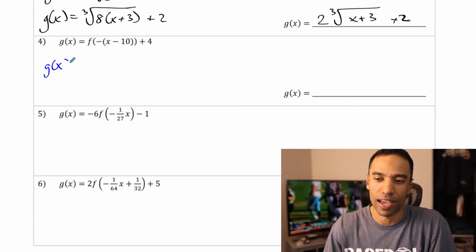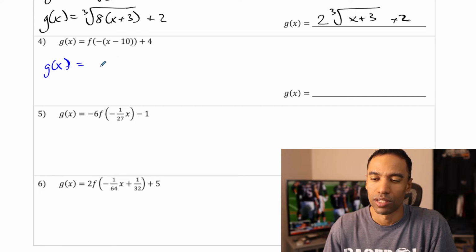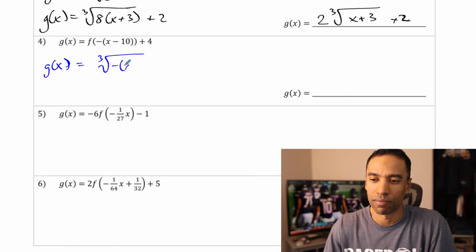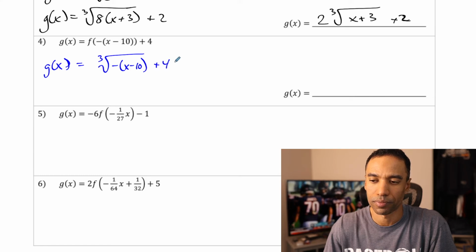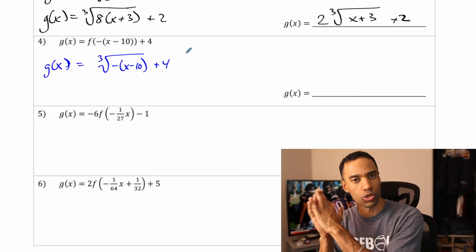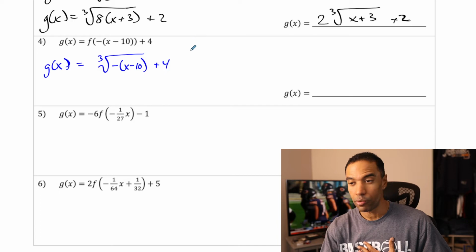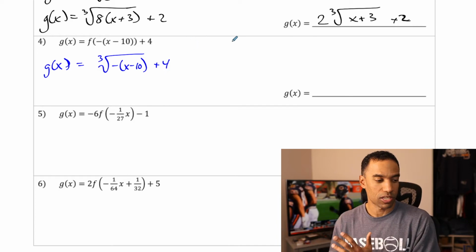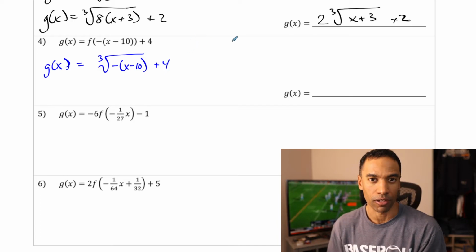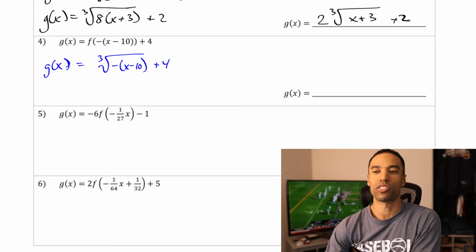Number 4, g of x equals cube root of negative x minus 10, plus 4. Okay, definitely not going to distribute the negative here, and I don't have to talk about domain right here either. No flipping inequalities. X doesn't have to be positive or 0. It can be any value. But do I want to keep this negative inside of here?